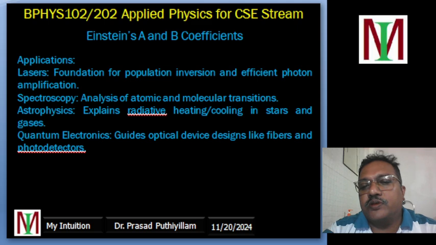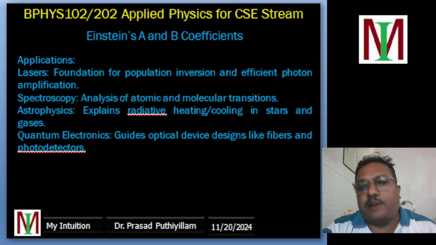Using Einstein's coefficients, the scientists figured out how to amplify the photons efficiently to create the intense, focused beam of light we call the laser. And today lasers are used in cutting and welding materials, and in medical surgeries. They are used in fiber optics, the internet cables, and barcode scanners. Wherever we see barcode scanners, these are all applications of lasers.